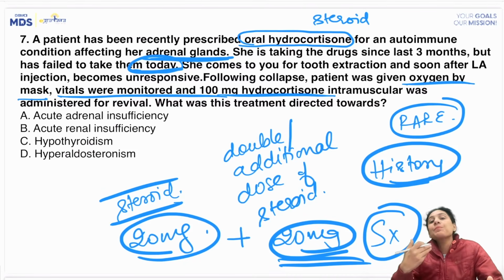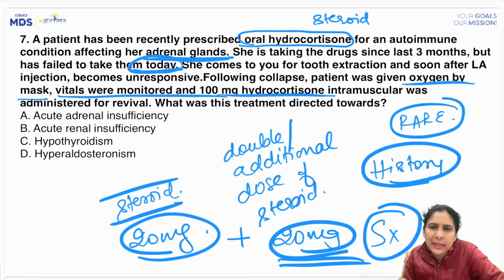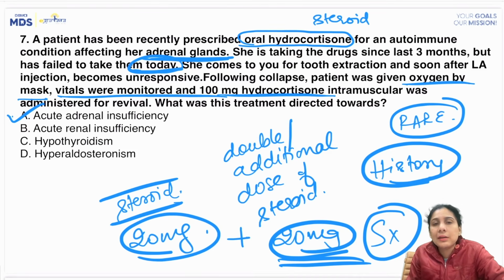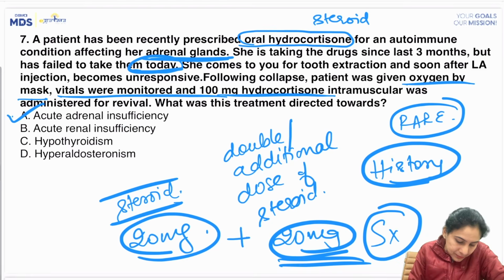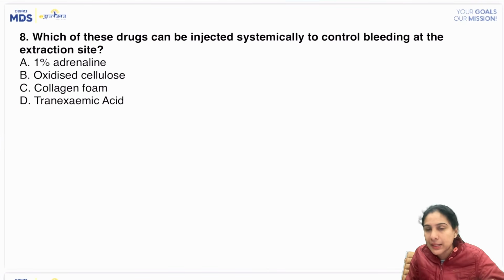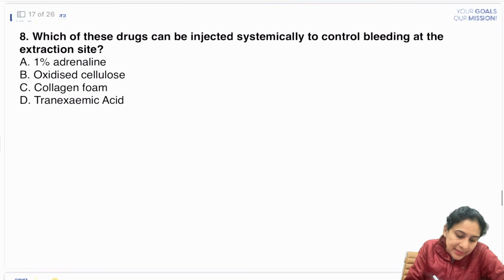Other than that, there are very limited indications of doubling up steroid. Usually this will not happen very routinely. So the answer is acute adrenal insufficiency. Next question. Which of these drugs can be injected systemically to control bleeding at the extraction site? The answer is tranexamic acid.